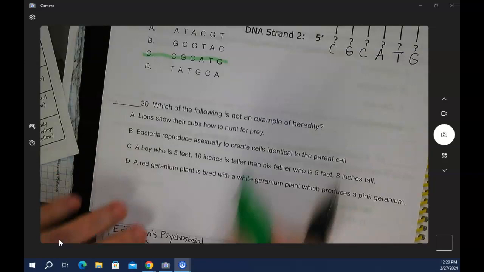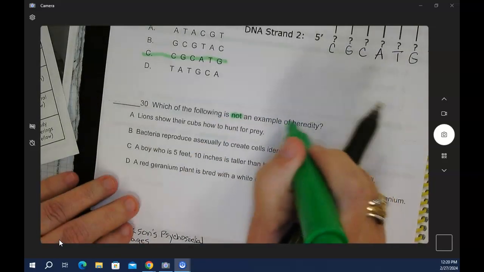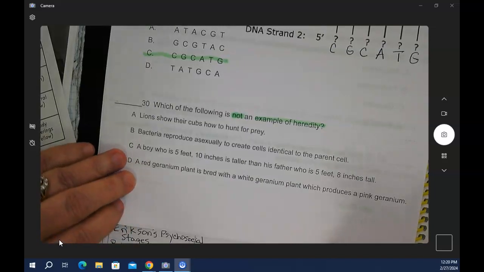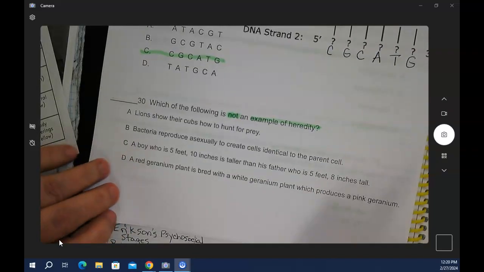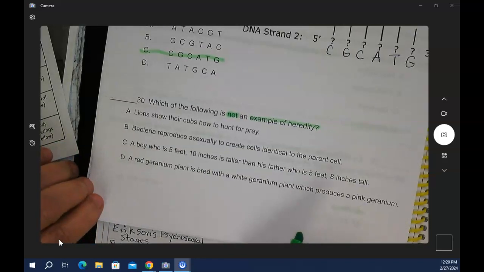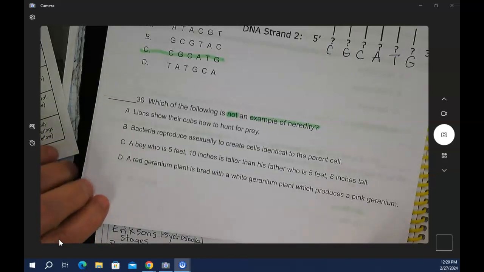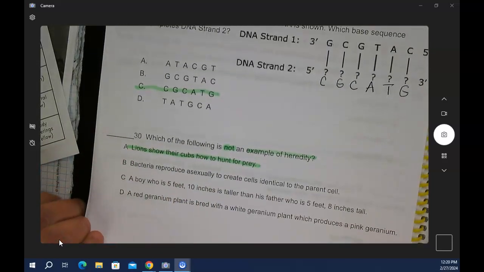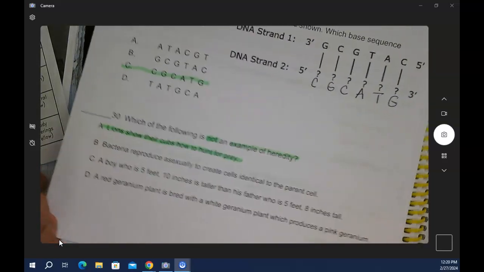Which of the following is not an example of heredity? Lions showing their cubs how to hunt for prey. Bacteria reproducing asexually to create cells identical to the parent cell. A boy that's 5'10" which is taller than his father, that's 5'8". A red geranium bred with a white geranium to produce a pink geranium. This is the one that is not genetic, it's learned.